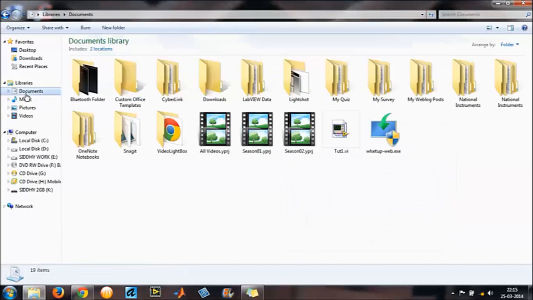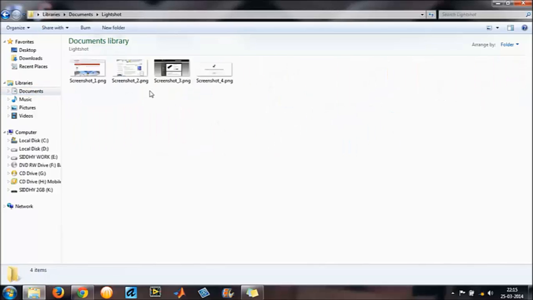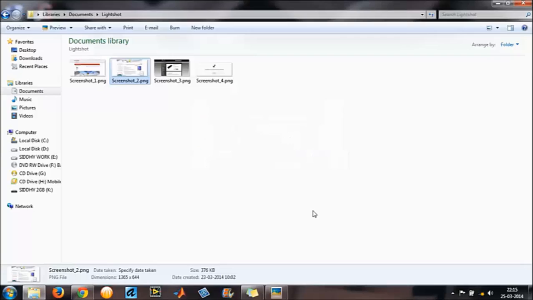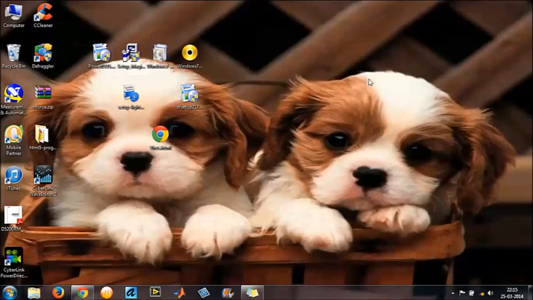And for your confirmation, I'll show you another excerpt. This I have taken from the Transcend website. Here they have clearly stated 1 GB equals 1 billion bytes in the manufacturer's view, but when the operating system interprets it, it would be displayed as 1 billion bytes divided by 1024 to give kilobytes, divided by 1024 for megabytes, and 1024 to give you gigabytes. That is why you are seeing less space in your pen drive when compared to what the manufacturer has actually mentioned.